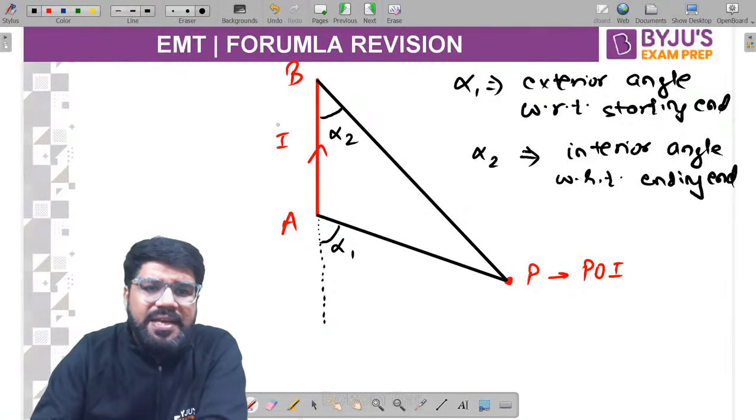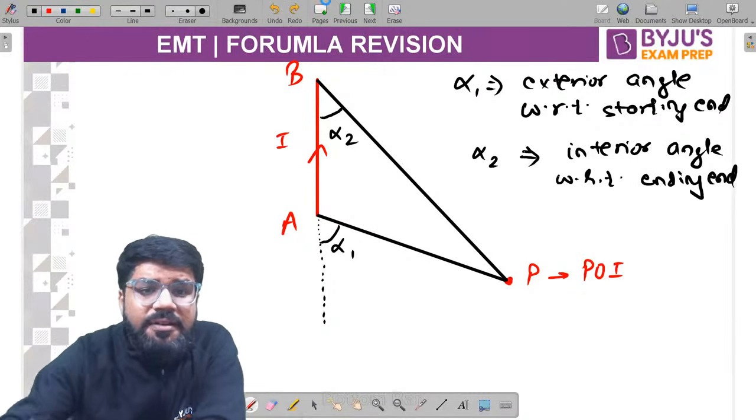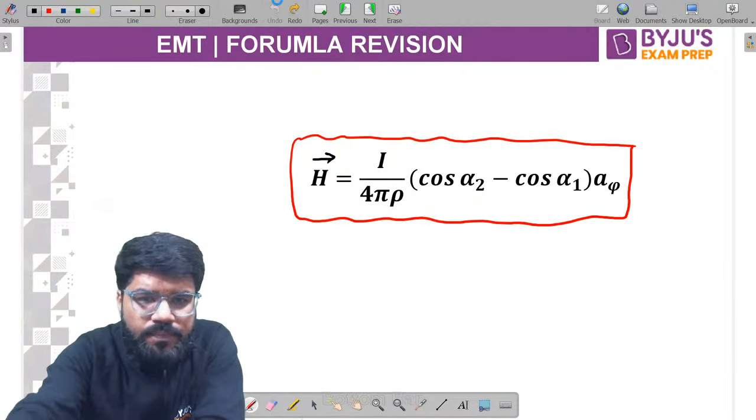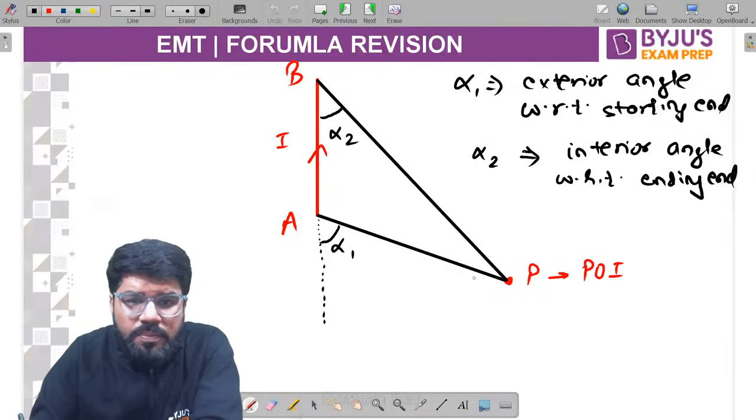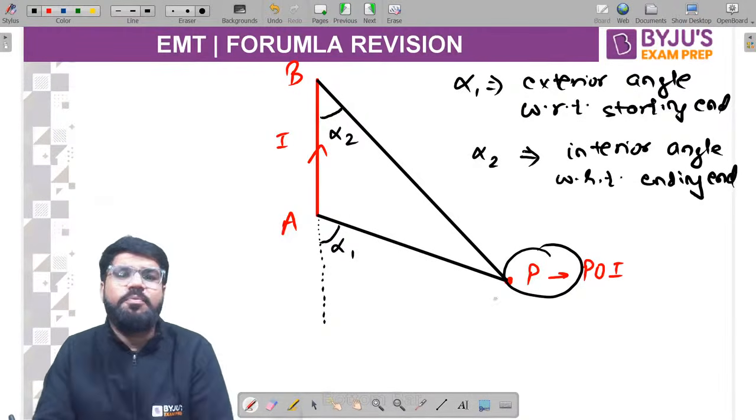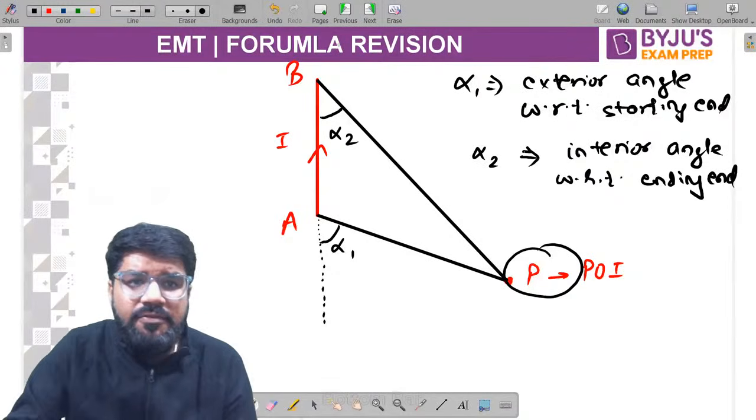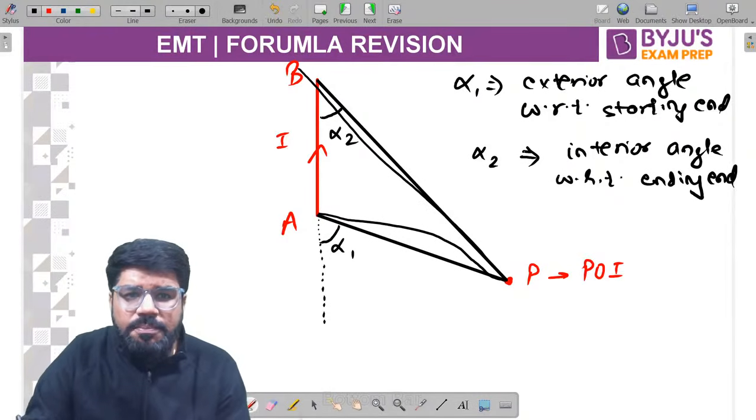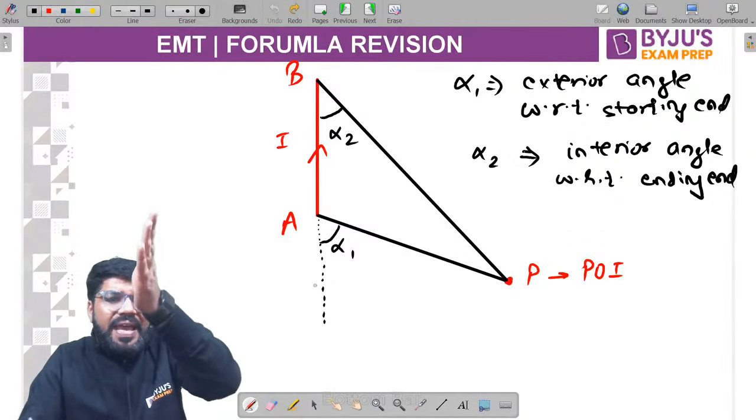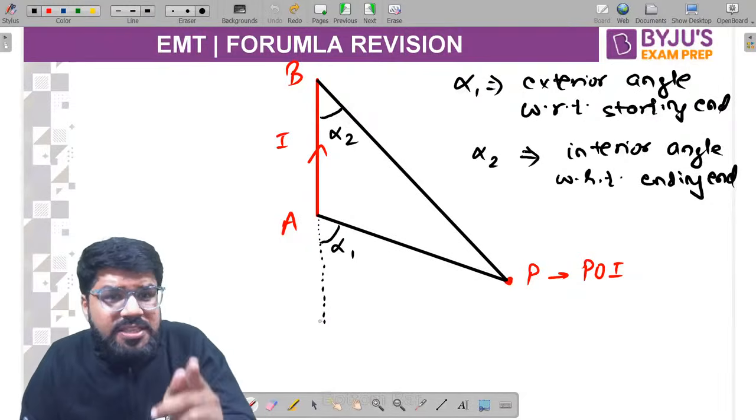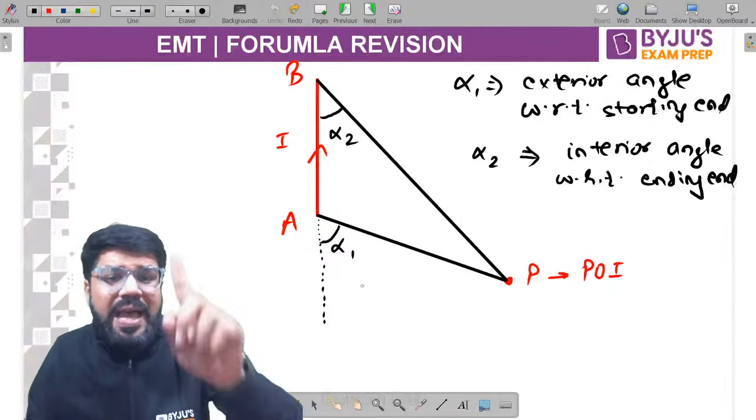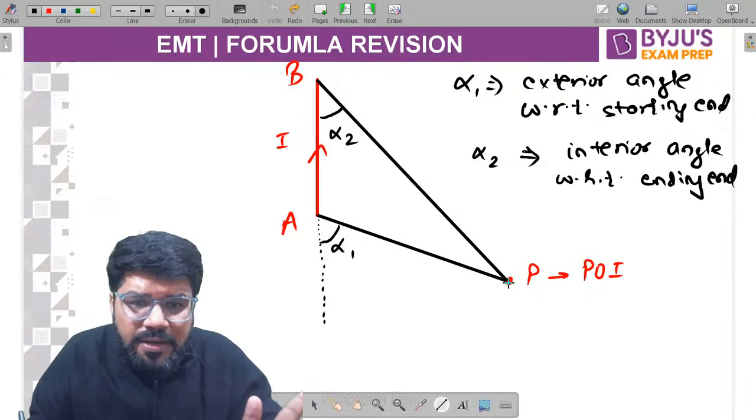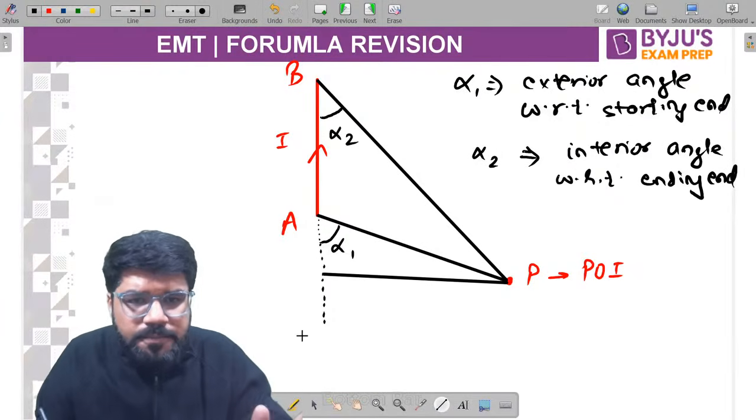Now, I is the current carried by the wire. That is very logical. Divided by 4 pi rho, and the direction is A phi. What is rho? Rho means the perpendicular distance of the point of observation from the axis of the wire. If I join the point P from A or from B, we are not getting the perpendicular distance, so that is why I extend the axis of the wire. Perpendicular distance from the axis of the wire, not from the wire. Anywhere from the axis of the wire, you need the perpendicular line. So this is the perpendicular line.